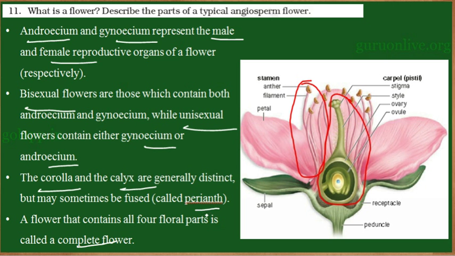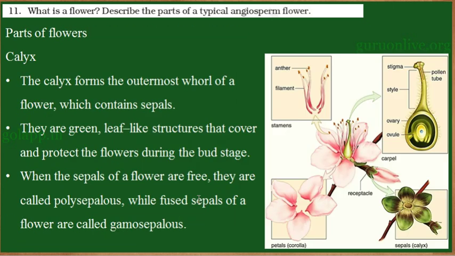Let's learn the functions of each: calyx, corolla, androecium and gynoecium. Coming to the first one, calyx, it is the outermost whorl of the flower. It is also called sepals, so the words calyx and sepals are the same. Generally, they are green in color and look like a leaf.